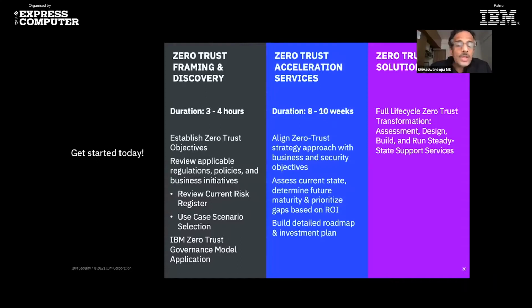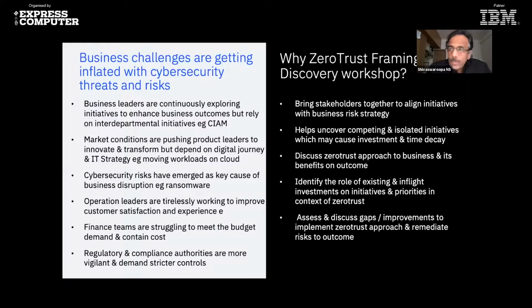Yeah. So moving to the next slide, you see the framing and discovery workshop doesn't demand a lot of time. We can execute it in about 3 to 4 hours. Now, what is it that we do in this workshop? As we all realize, and we discussed it as well, most of our customers would already have implemented certain controls which knowingly or unknowingly align with zero trust. They would also be executing some engagements or projects which again align with zero trust.